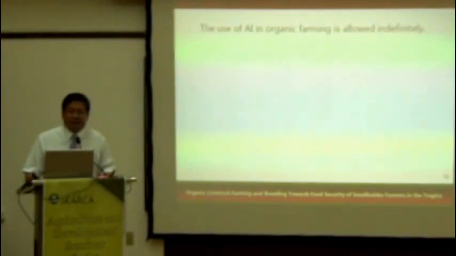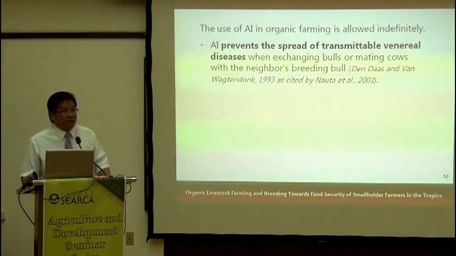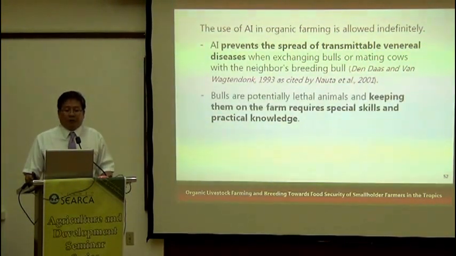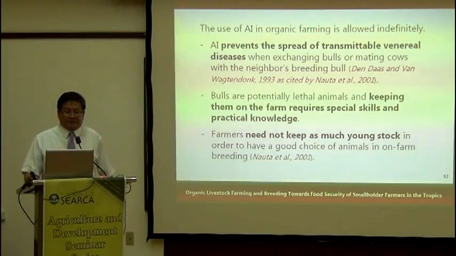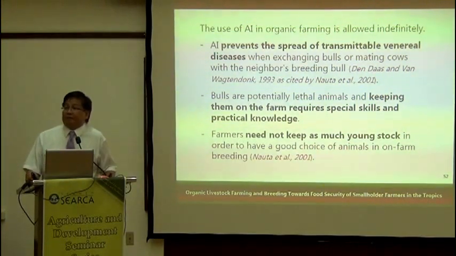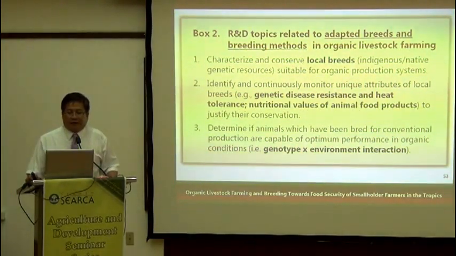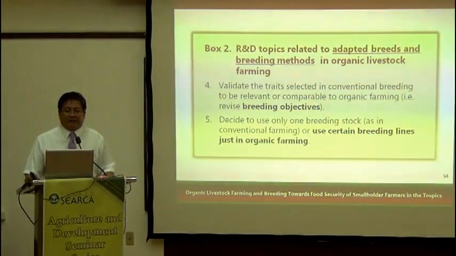Why is it allowed? For one, AI prevents the spread of transmittable venereal diseases, especially encountered when you exchange bulls or mate cows with a neighbor's breeding bull. Bulls are also potentially lethal animals, so keeping them on the farm would require special skills or practical knowledge. And third, farmers did not keep as many young male stock in order to have a good choice of animals in on-farm breeding, especially in the case of dairy farming. So I have here also a number of R&D topics, five items, which I could give to you later.